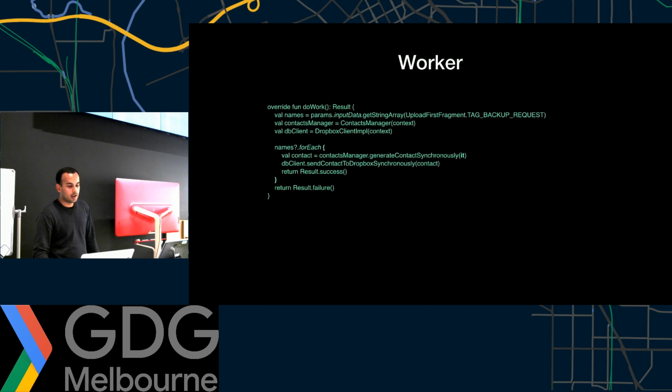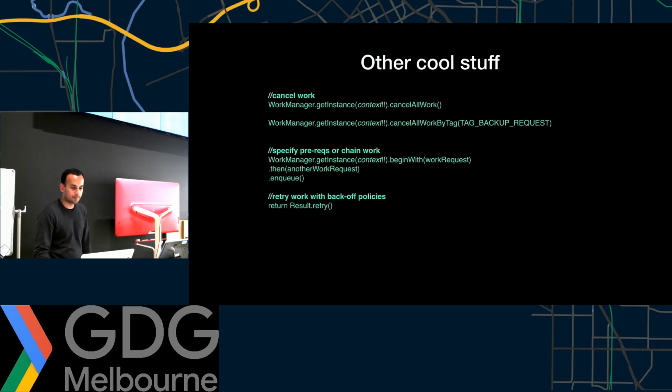So what you can then do is iterate through whatever data it is, and make whatever background calls you want to. If it's successful, then you return Result.success. If there's an exception or if there's a failure, then you return Result.failure. And we'll go through that in a sec too.